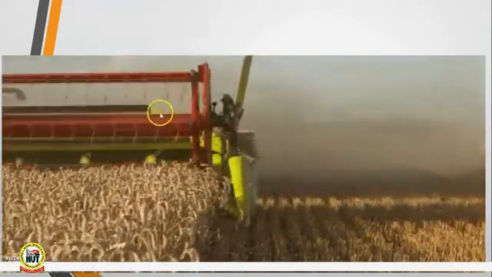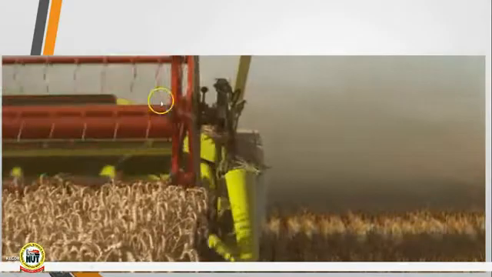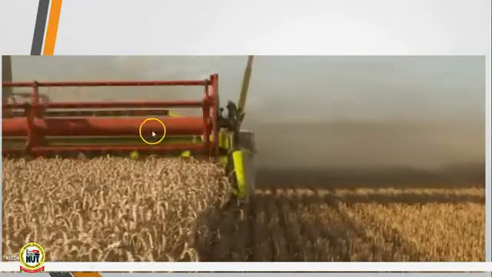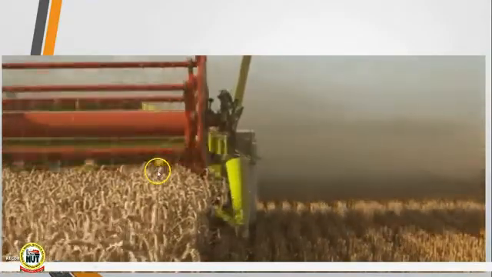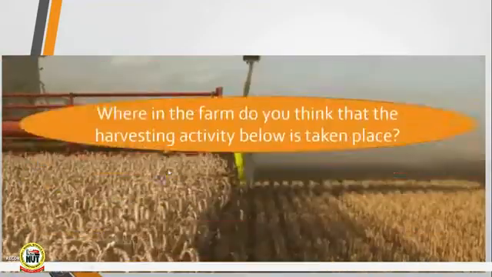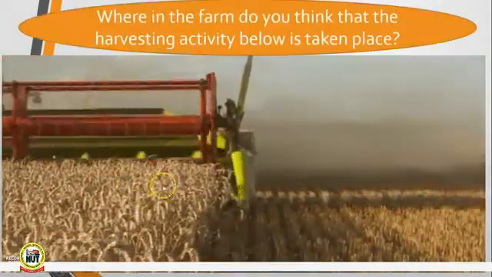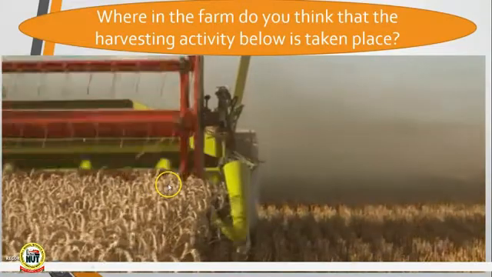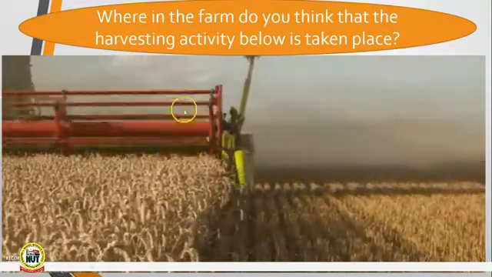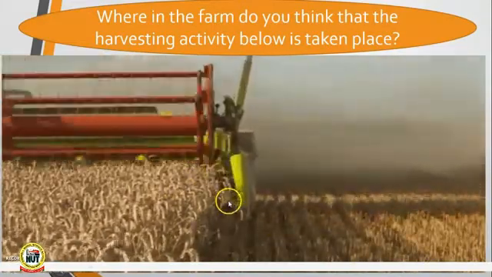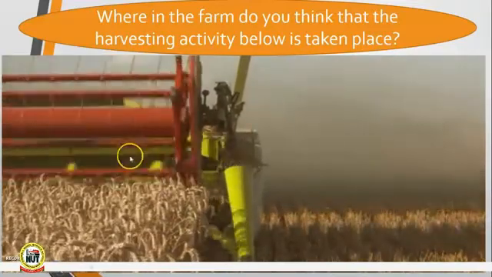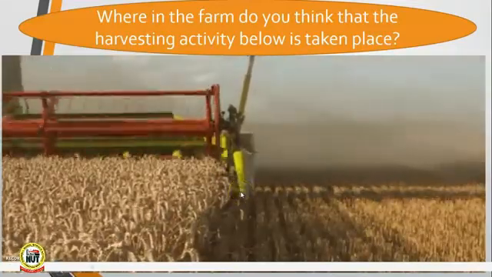Now, look at this picture here. These are farm implements. It's a harvester. Yes, it's harvesting. It's working on the farm, as you can see. Good. Where on the farm do you think that these activities are taking place? Where do you think that this machine is moving on?